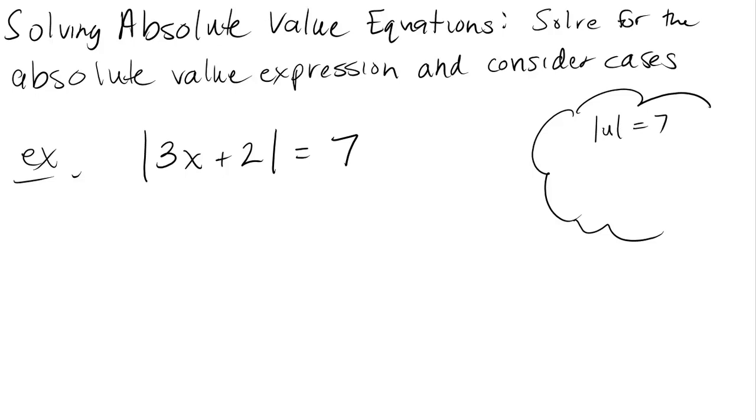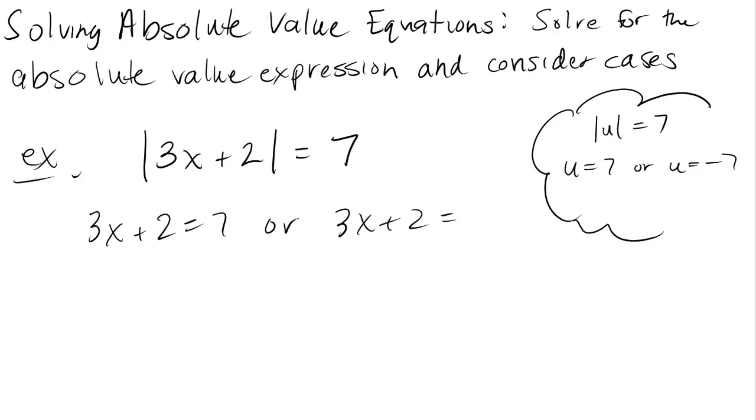Well, we know that absolute value represents distance from 0. So this is really just asking what numbers are 7 units away from 0. Well, there are two numbers that are 7 units away from 0 on the number line. There's positive 7. There's negative 7. There are two cases that would make this equation true. If the thing inside the absolute value bars was equal to 7, or if the thing inside the absolute value bars was equal to negative 7. That's the same scenario we have in our actual problem. I'm just going to set the expression in the absolute value bars equal to 7 or negative 7. 3x plus 2 equals 7, or 3x plus 2 equals negative 7.